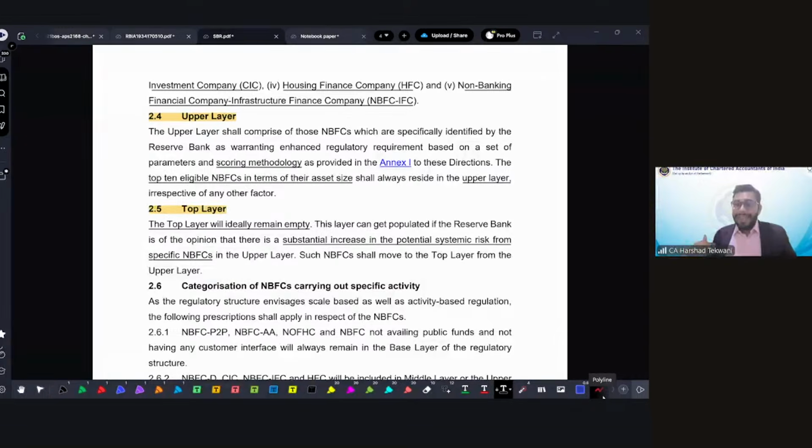Now, when there's an increase in the potential systemic risk, that NBFC will be transferred to the top layer from the upper layer. So this transfer happens from the upper to top layer in special case scenarios. Otherwise, the top layer will remain empty. Clear?